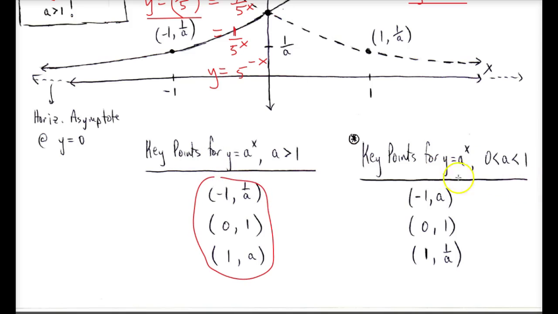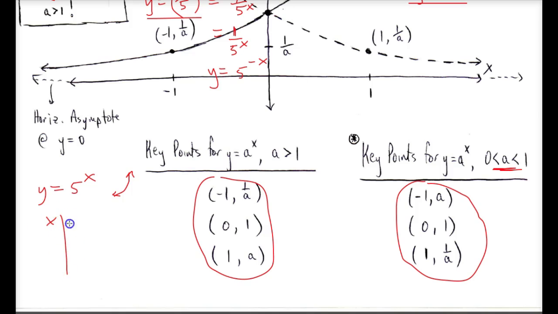And so if you notice, if a is in between 0 and 1, we have the same key points, but they're going to look slightly different. And so I'm going to use the example that we had here above to make my point. So let's say we have 5 raised to the positive x. We know that's going to be exponentially increasing. Okay. So if we look at this in terms of the key points, we know that our a, which is our base, is 5. So we're going to have -1, 1/5, 0, 1, and we have 1, 5. Okay. So those will be our 3 points.